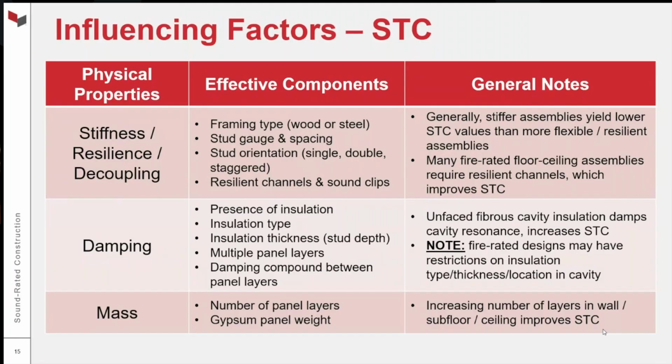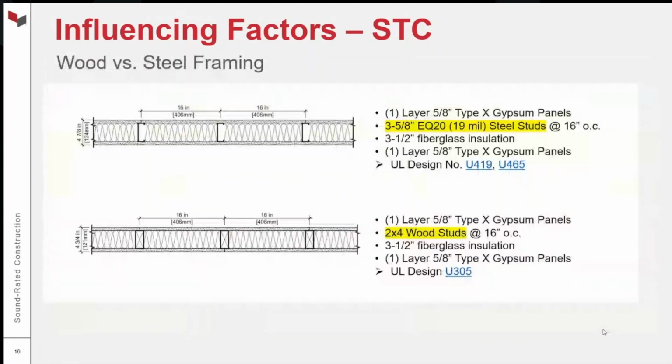And last is mass or weight. The effective component here is adding panel layers, right? You're increasing the weight of the wall. Gypsum panel weight can play into account a little bit, but you're talking about small variations or changes to STC here compared to the physical properties described above, the stiffness and the damping. And so I'm going to show examples of these now.